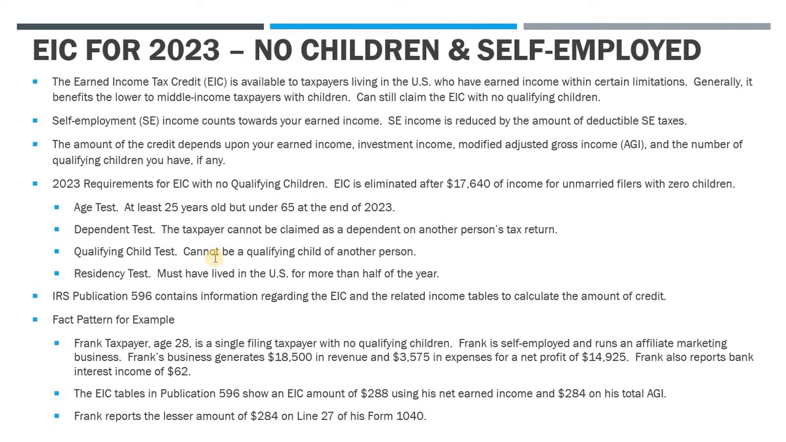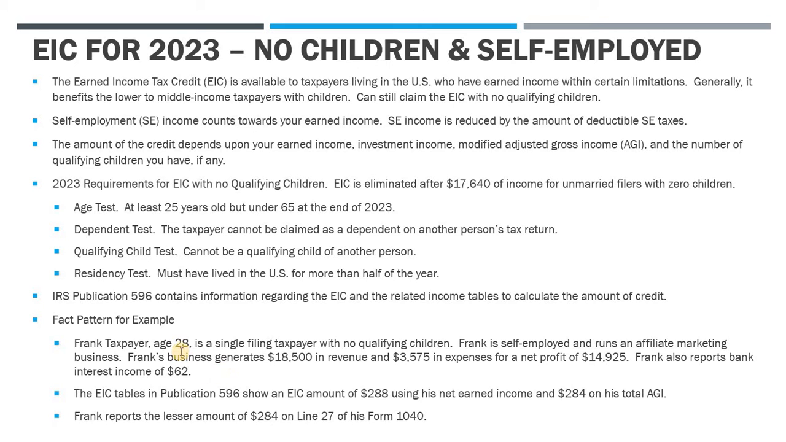Now it sounds bizarre, right? Because if you're, let's say you're 23 years old and you're working and you have earned income within these limits, you're not going to get the earned income credit because you're not at least 25. Right, now you also have to meet these other tests here, right? You can't be a dependent of another person, you can't be the qualifying child of another person, and you must meet this residency test, which is that you've lived in the U.S. for more than half of the year. So for those of you that are expats living and working outside the U.S., you're not going to be able to claim this. All right, so let's have a look at the fact pattern, and then we'll get into the return.